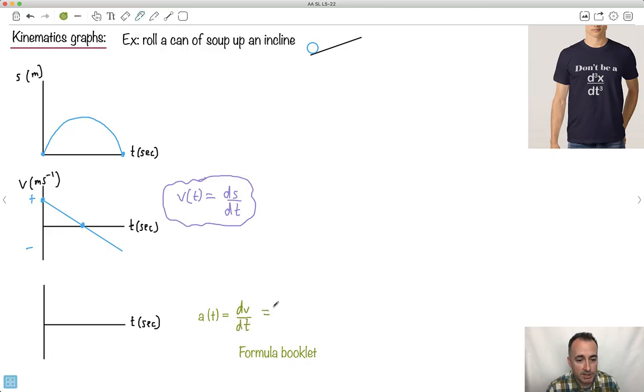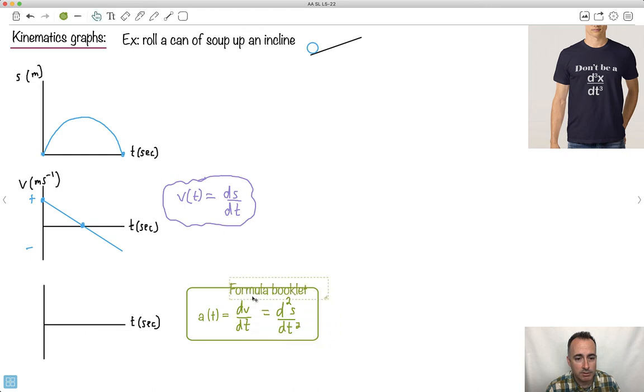Or we can also say it's the second derivative of the position, d squared s over dt squared. Turns out that's in your formula booklet, so you don't have to memorize that. That's kind of nice, so I'm glad for that. So how could we find this then? Well, we take the derivative of the velocity, and that tells us the acceleration.